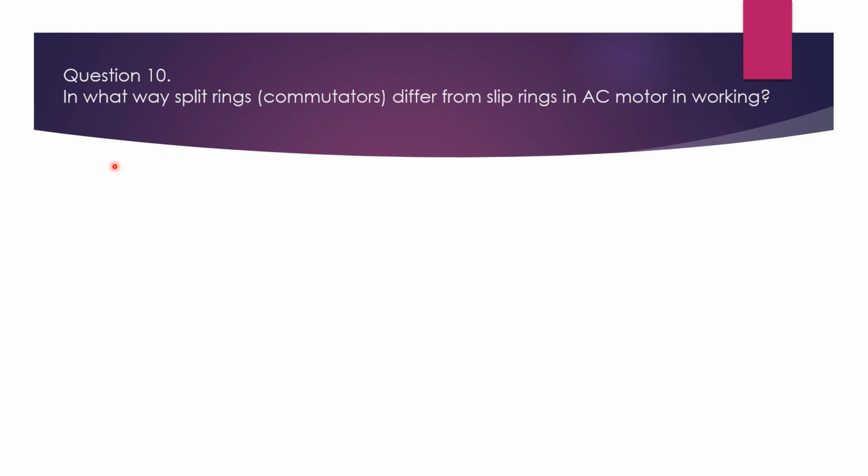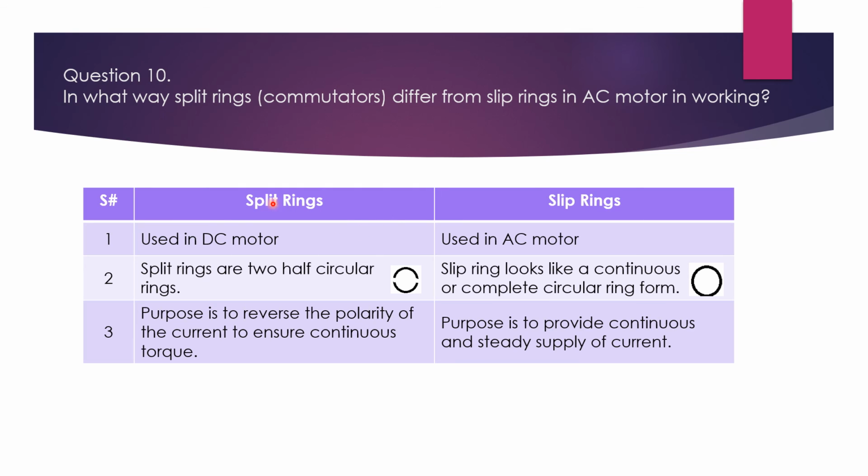Question 10. In what way do split ring commutators differ from the slip rings in an AC motor in working? Now, here is the difference between split rings and slip rings. Split rings are used in a DC motor, slip rings are used in an AC motor. Split rings are two half circular rings. This is the shape or the construction of these split rings. Whereas slip rings look like a continuous or complete circular ring.